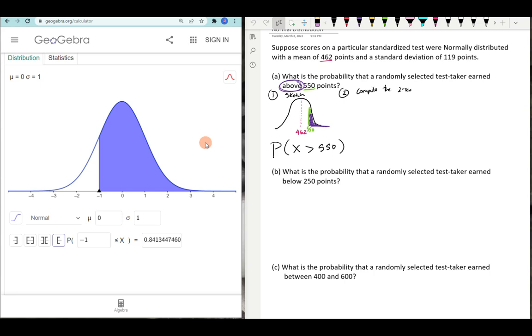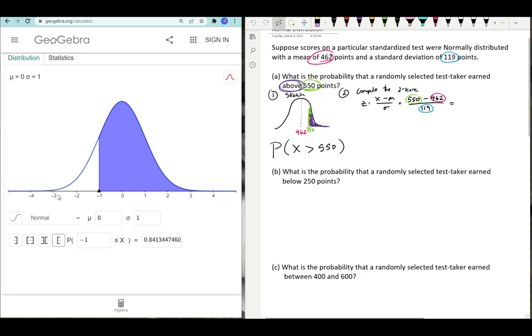for this situation. To compute the z-score, remember the z-score is the data value minus the mean divided by the standard deviation. In this case, the data value is 550 points. The mean is 462 points, and the standard deviation is 119 points. Just to be clear, the data value I'm told is 550. The mean is coming from the statement of the problem, and the standard deviation is also coming from the statement of the problem. If I do this calculation, I whip up my calculator and put that in there.